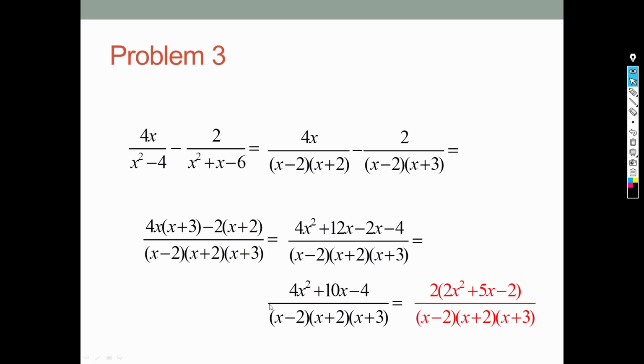Well, the only thing I can factor out is a 2. Each of these has a factor of 2. So take out the 2 from the 4x squared. I get 2x squared in the parentheses. A 2 from the 10 leaves me the 5x there, 10x. And the 2 from the minus 4 gives me a minus 2. And this 2x squared plus 5x minus 2 doesn't factor. If it had some factors common to the denominator, we would do the cancellation. But in this case, that's as far as we can go. So that is the answer to that one.